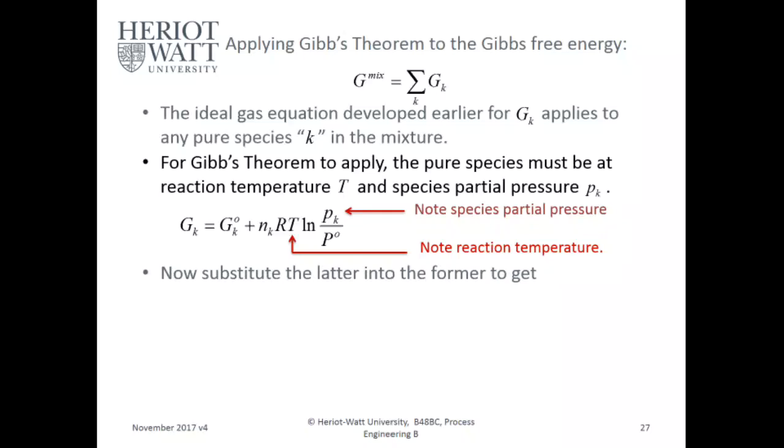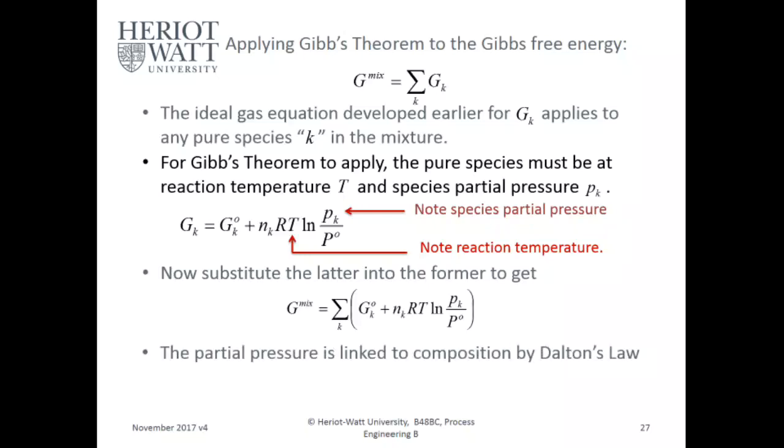Now substitute the latter into the former to get G mix equals the sum of G initial k plus nk RT log of Pk over P0. And the partial pressure is linked to the composition by Dalton's law. So Pk equals P xk equals P nk over the sum of nl, basically over the species l. That's what I was referring to when I said it's a partial mix. It's effectively a mass balance of these.